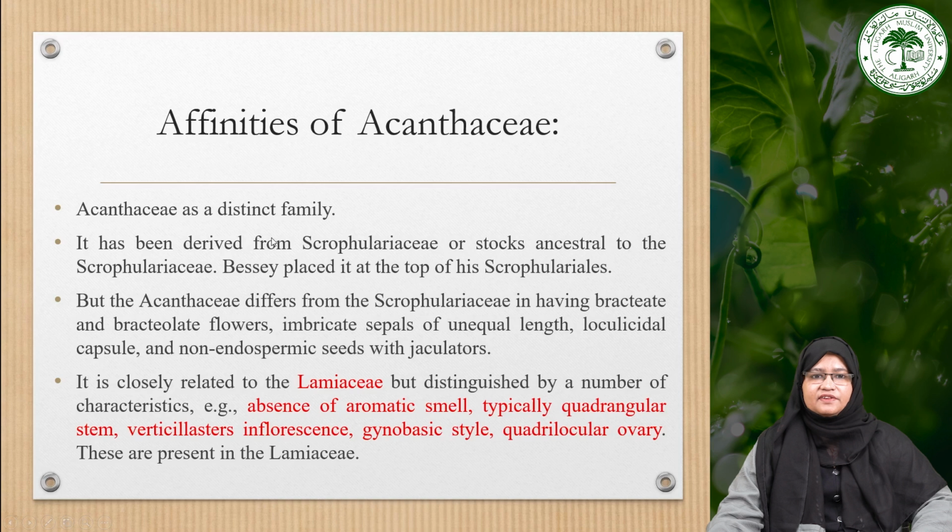Now if we see the affinities of the family Acanthaceae, it is quite a distinct family. It is derived from the Scrophulariaceae or a stock ancestral to the Scrophulariaceae, and is basically placed at the top of the Scrophulariales. But the Acanthaceae differs from the Scrophulariales in having bracteate and bracteolate flowers. As we have seen, they have very showy and colorful bracts and bracteoles. Then they have imbricate sepals of unequal lengths, and a loculicidal capsule fruit with seeds that have jaculators.